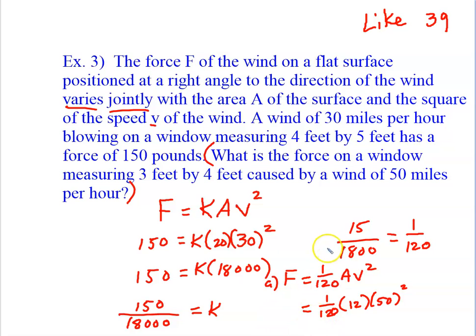So we just go to our calculator and it's going to be 12 times 50 squared. And then divide that by 120. And that's 250. So the force is 250. And then just pay attention to how force is represented in the problem, what kind of units. It's a force of 150 pounds, so this would be a force of 250 pounds.